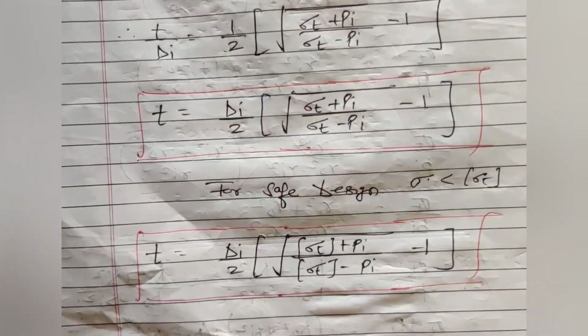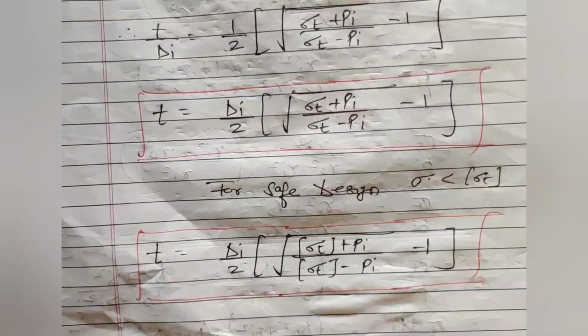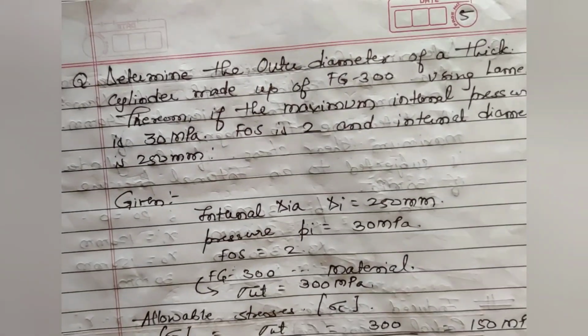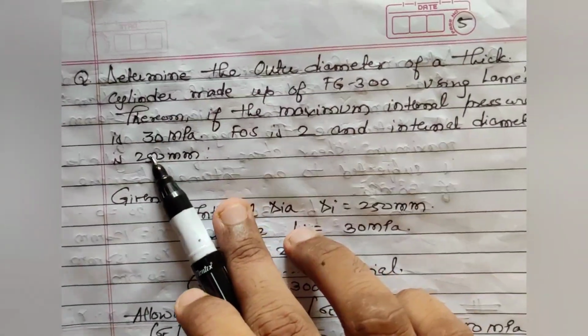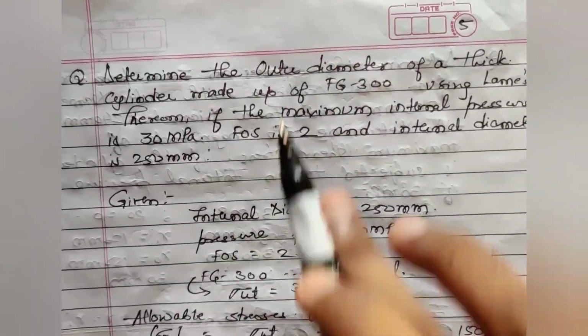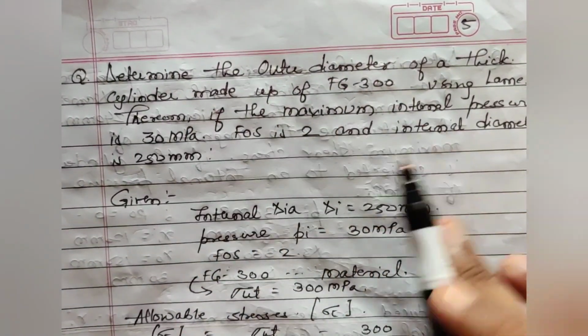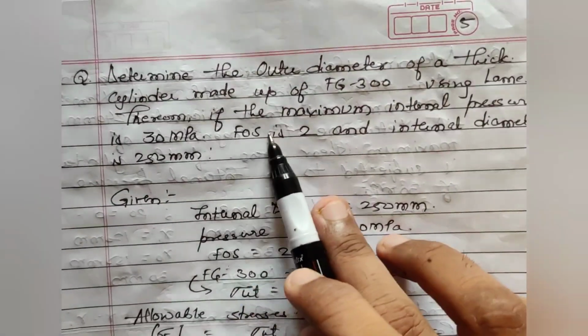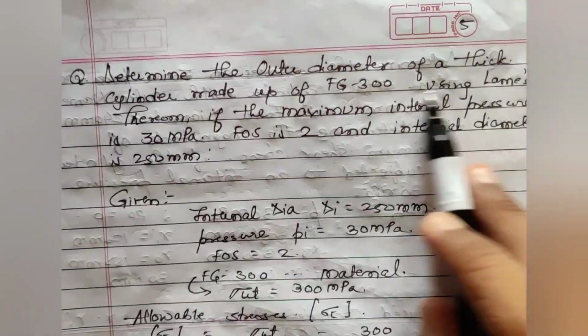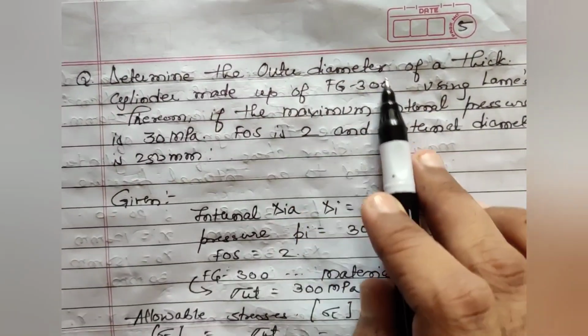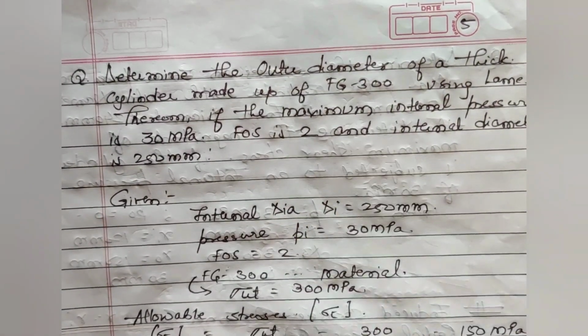Now let us see a design problem related to this. We have to design or find the outer diameter of a thick cylinder, which is subjected to a pressure of 30 MPa. FOS is given and internal diameter is 250 mm. We have to use Lami's theorem because here the material being mentioned is cast iron.